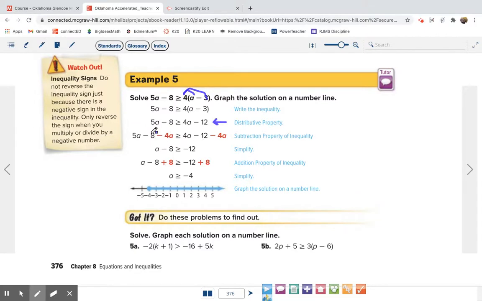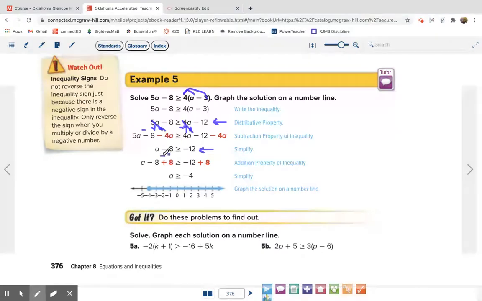And I have to get these a's together. So to get those together, you do the opposite to move it across that inequality sign. It doesn't matter which one you move, but make it easier on yourself. This one's a 5a, this one's a 4a, and they're both positive. So I'm going to move this one by subtracting 4a from both sides. 5a minus 4a is just 1a, because they cancel. I have minus 8 is greater than or equal to, that one canceled, and I'm left with negative 12. So a minus 8 is greater than or equal to negative 12.